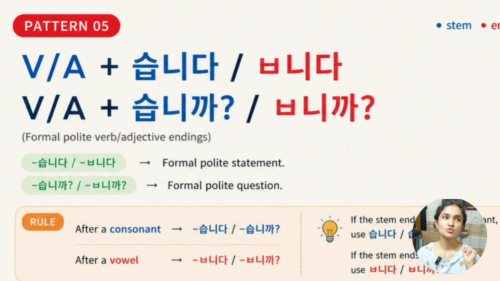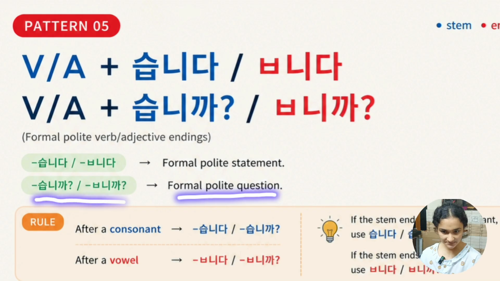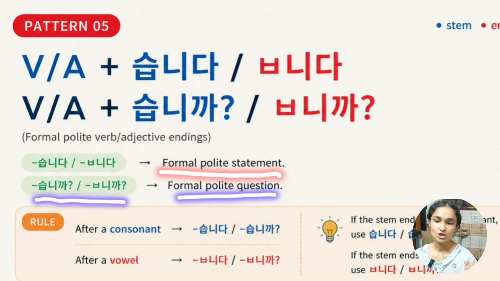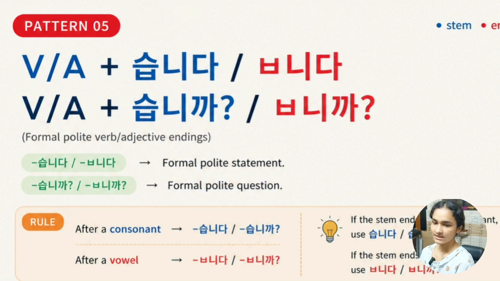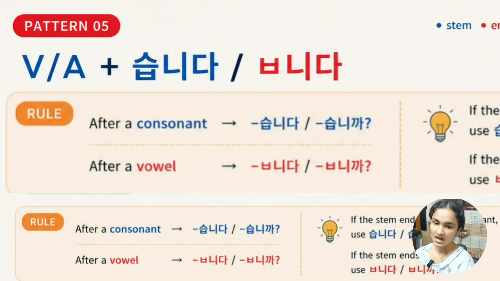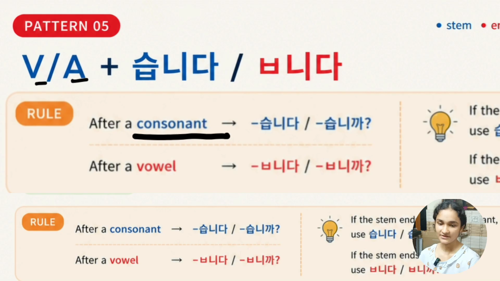If you want to have a formal polite question, you're going to use 습니까 and ㅂ니까. And if you want a formal polite statement, like the answer to the question, you're going to use the endings 습니다 and ㅂ니다. Now, the rule: if the verb or adjective ends with a consonant, then you have to use 습니다 and 습니까. Like the question, 습니까, and for the answer, 습니다.